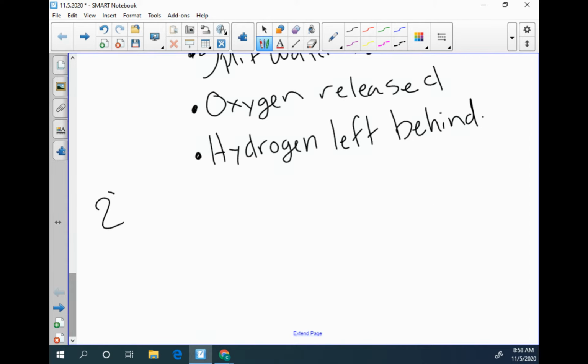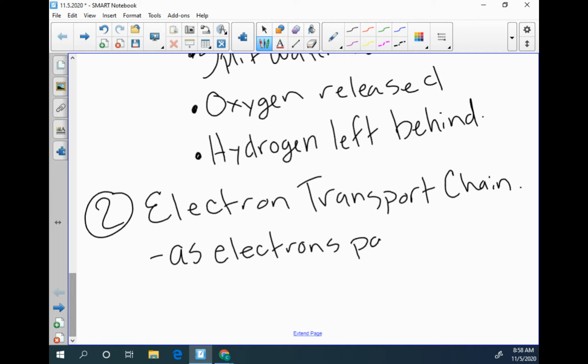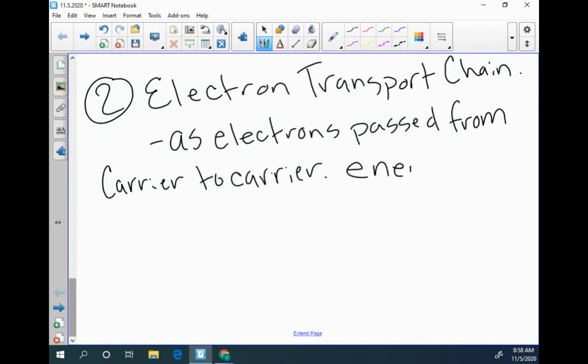Step 2 is the electron transport chain. As electrons are passed from carrier to carrier, some of that energy is used to pump hydrogen ions into the thylakoid space.